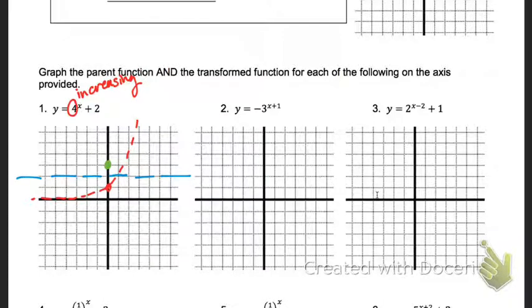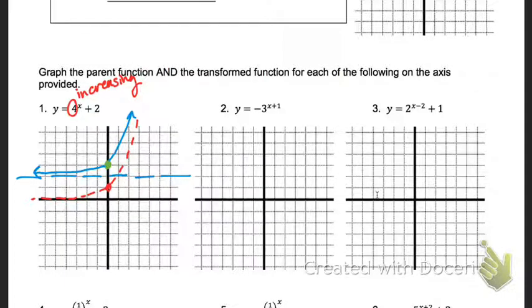That means it goes to the left. Do we always have to draw the parent function? So if we went x equals 1, it would be 1, 6 for this theoretically. If we have to plot a second point, I won't make you plot a second point on transformed equations.